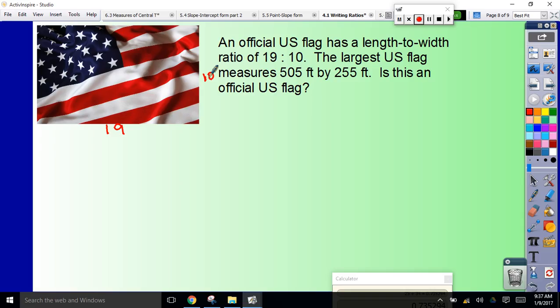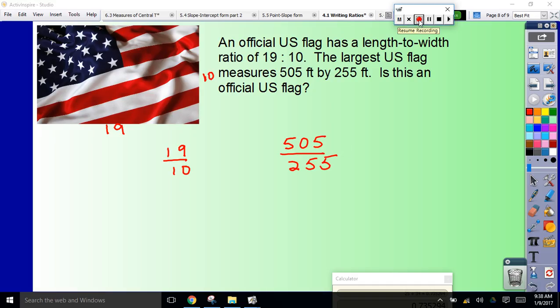So I'm going to go 19 divided by 10. This one is 505 divided by 255. I want you guys to do this on your calculators. Figure out if these are the same. I'm going to pause this for just a minute.